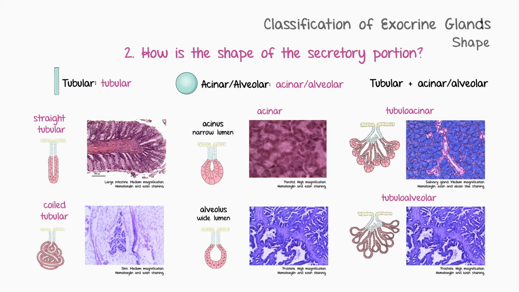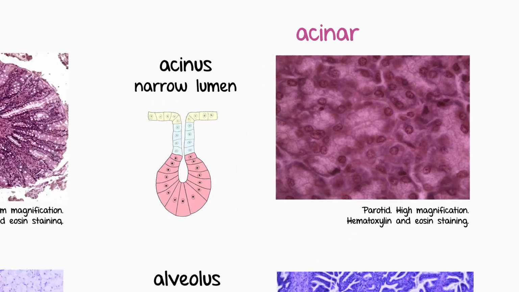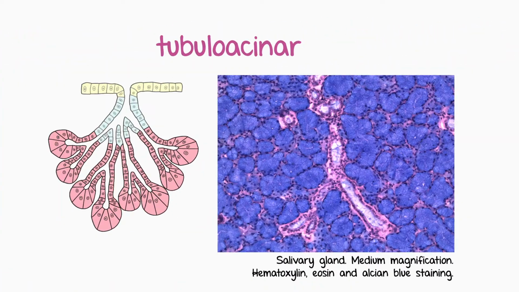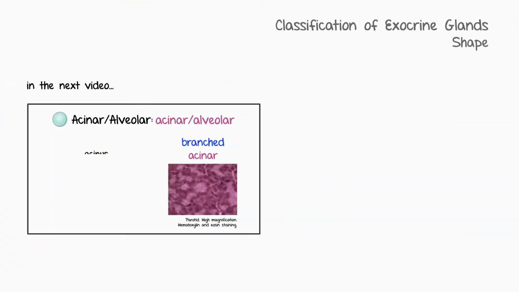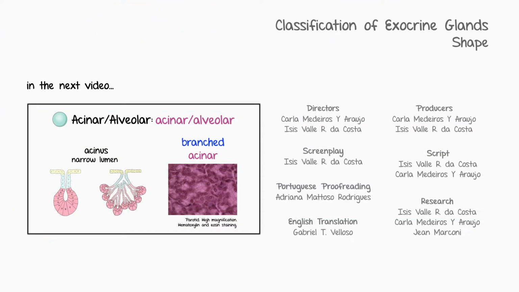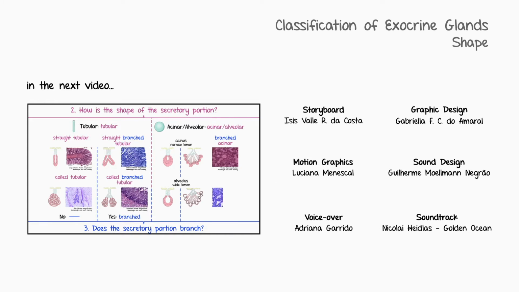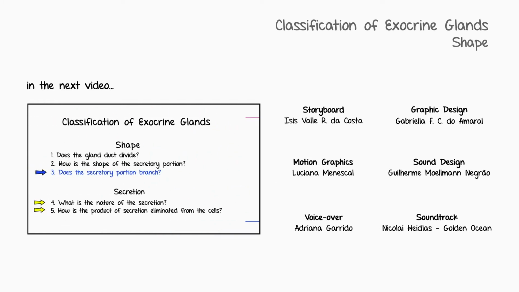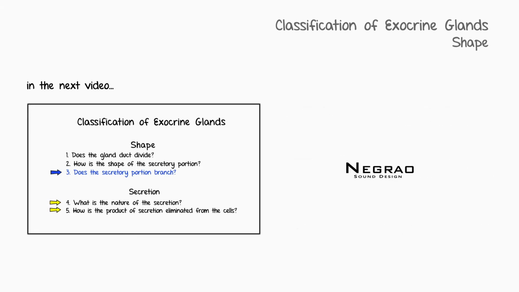We have seen then that in relation to the shape of the secretory portion, the multicellular exocrine glands may be tubular, acinar, or alveolar, or even tubuloacinar or tubuloalveolar. In the next video, you will see that the tubules, acini, and alveoli may or may not be branched, thus completing the classification of exocrine glands by shape. We shall then move on to the classification of this type of gland by secretion.